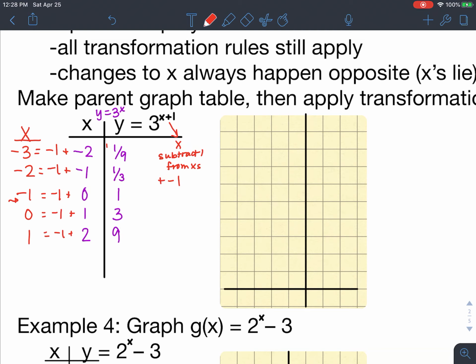So -1, 1. Then we have 0, 3, 1, 2, 1, 9. I was like, that 2 does not make any sense. Okay, and then -2, we have 1/3, and -3, we have 1/9. And we still have our asymptote here on the x-axis, so please draw that in with a dotted line.